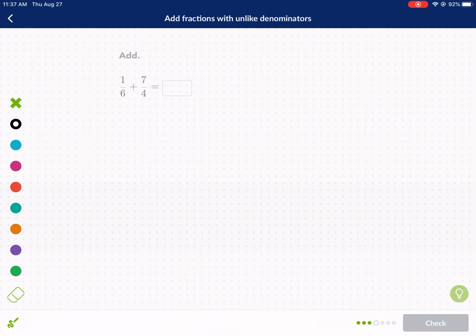Aha, this is a good example, because we need to change both the fractions. As you saw before, the smaller denominator went into the bigger denominator. It was a factor of the bigger denominator. This is not the case here. So here, we need to find a common factor.